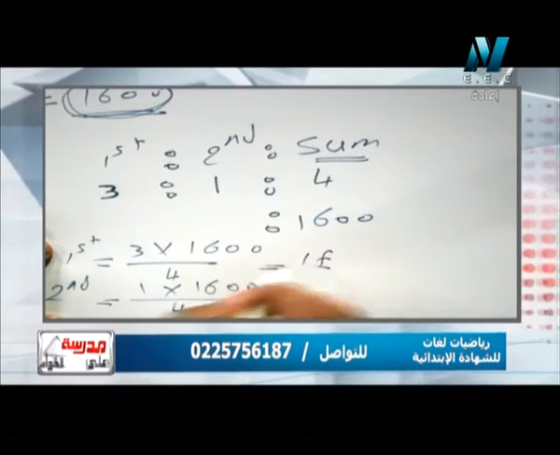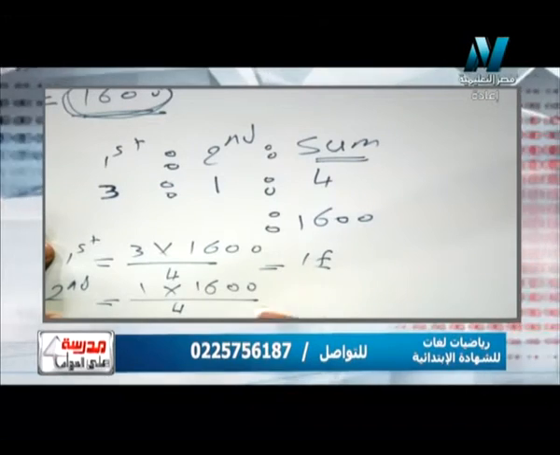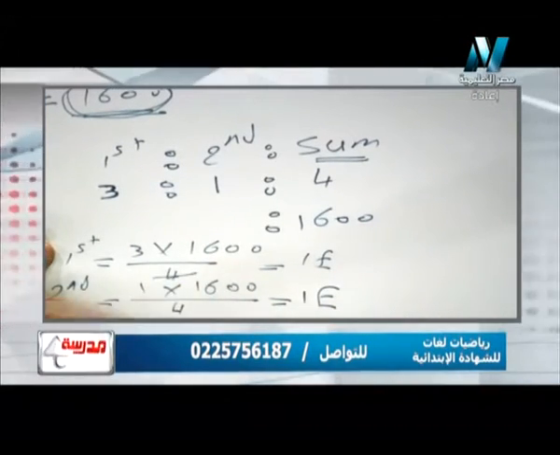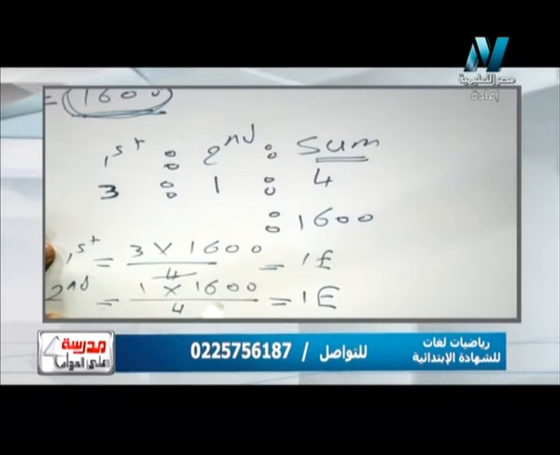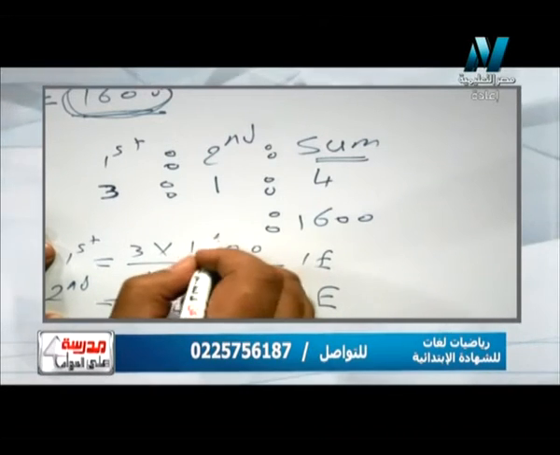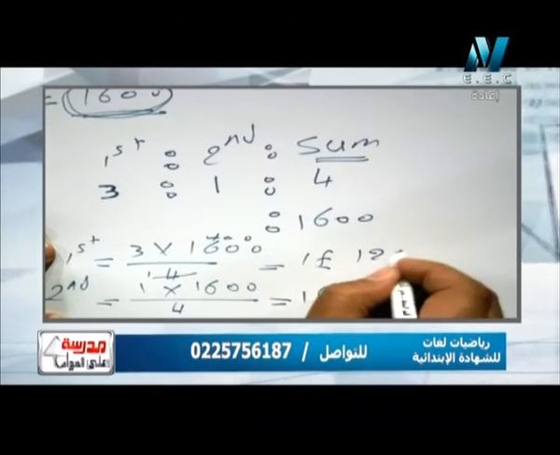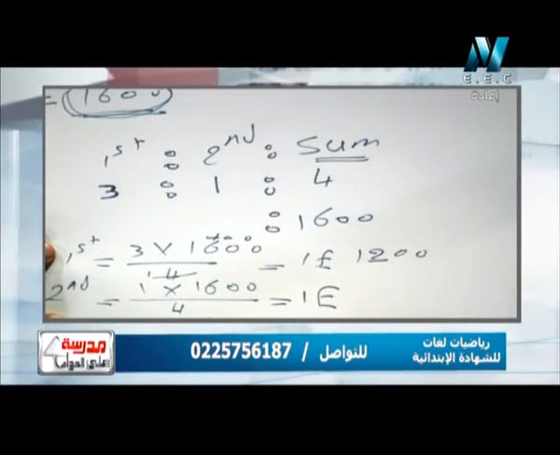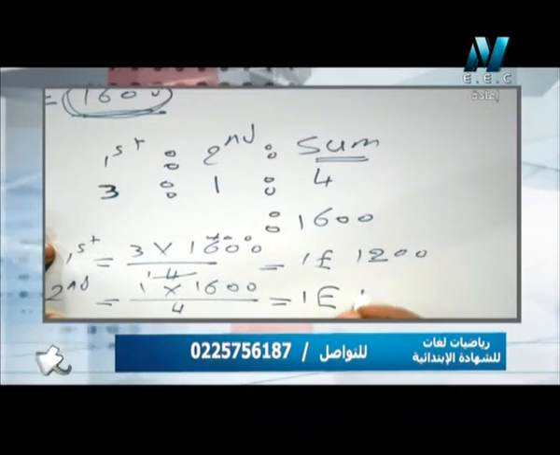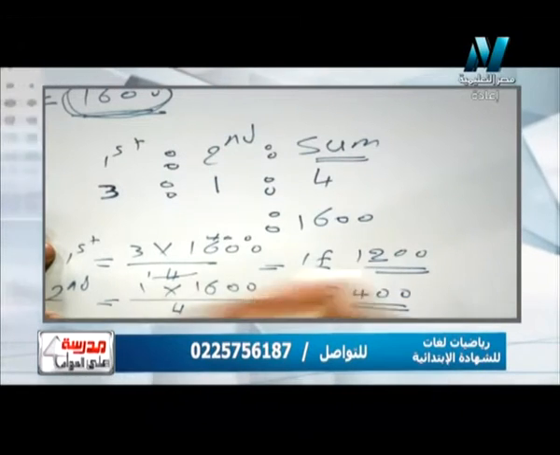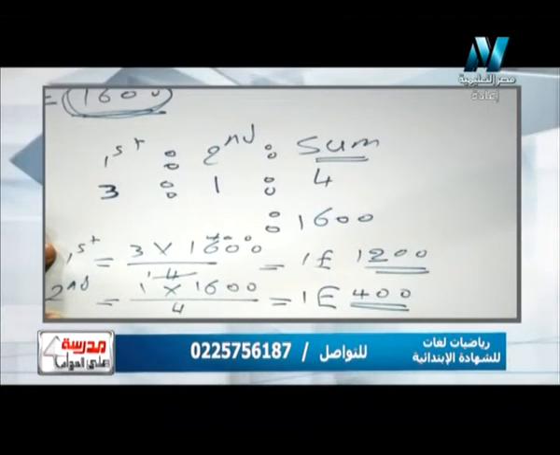You can use your calculator to get the result, as we said before, or we can simplify between our numbers. Divide 1,600 by 4 equals 400. 3 times 400 is 1,200. In the same way, we get 400. To be sure, the share of the first equals 1,200, and the share of the second equals 400.